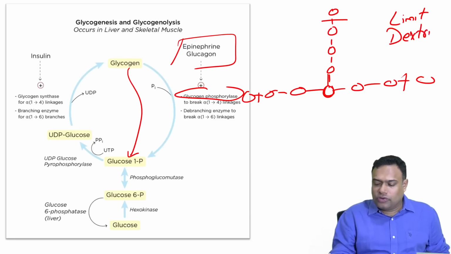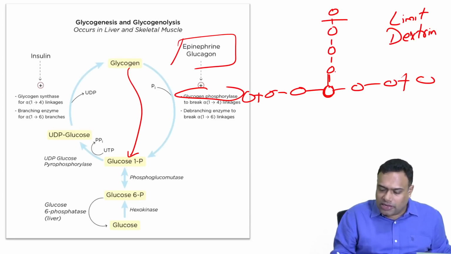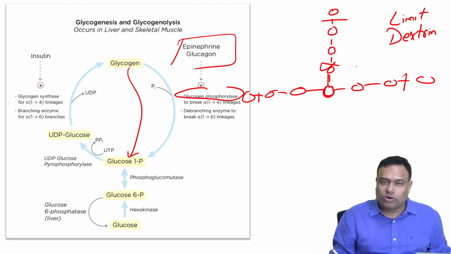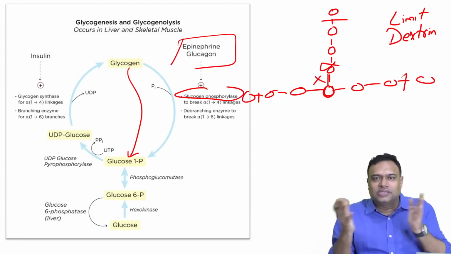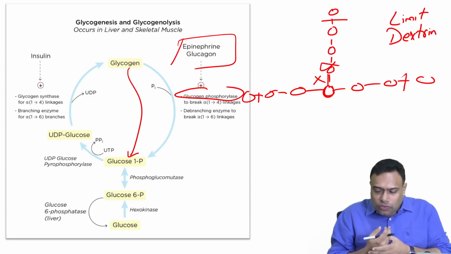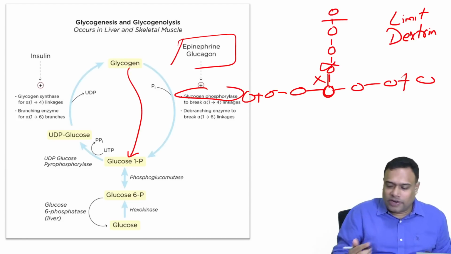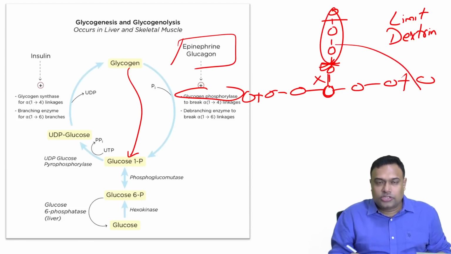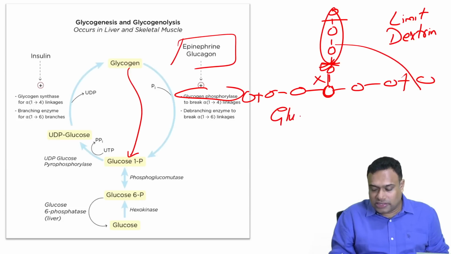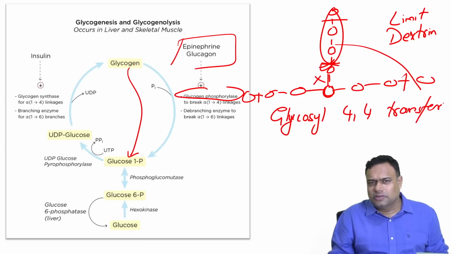Now you have a debranching enzyme. What is its function? The debranching enzyme should break the 1,4 bond and also break the 1,6 bond, and that is how the branch chain is broken. It breaks this 1,4 bond here and attaches these 3 glucose molecules here. That is why this debranching enzyme is called glycosyl 4,4 transferase. It's very simple.